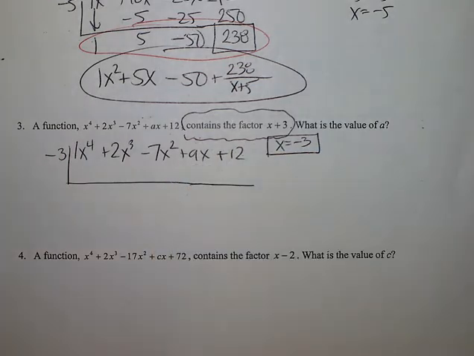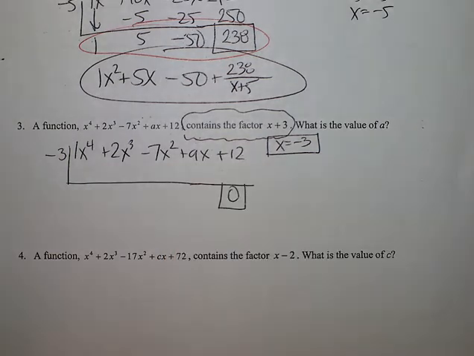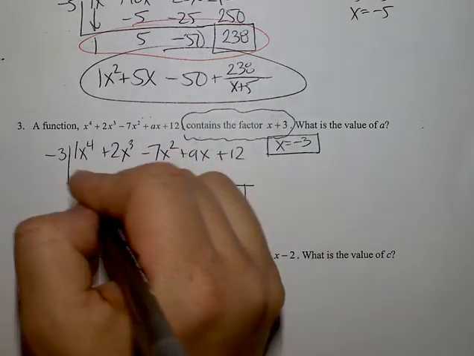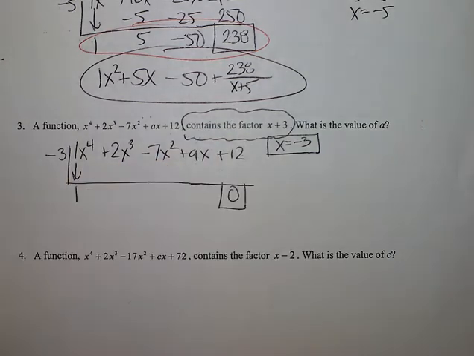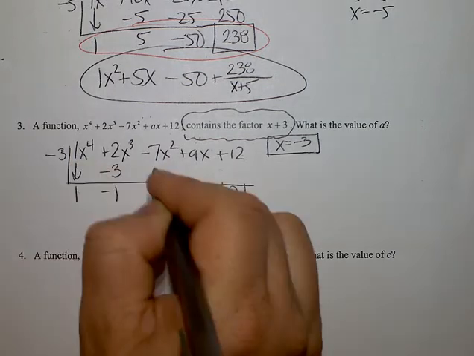Since we know it's a factor, I get to put a 0 at the very end, because it is a factor of this polynomial. Okay, so here we go. Bring down the first. I'm going to do the same thing. I multiply, add down. Multiply, add down.